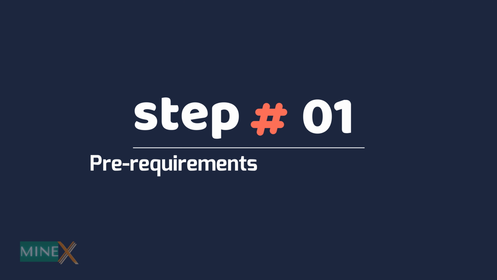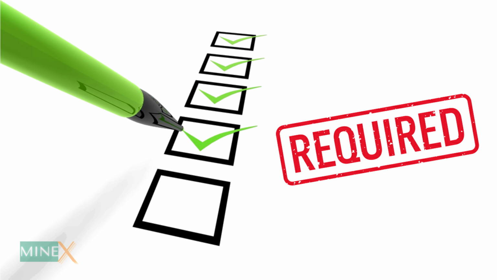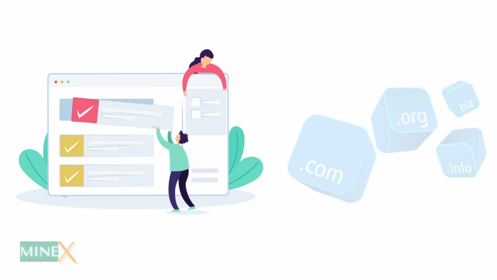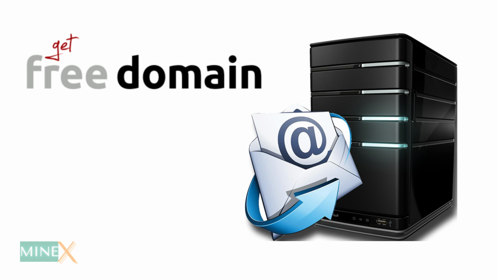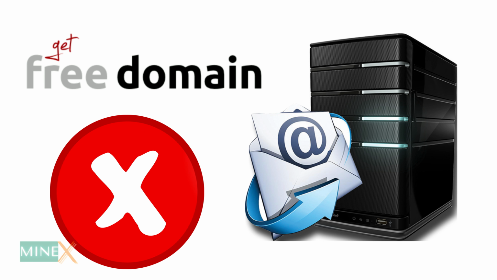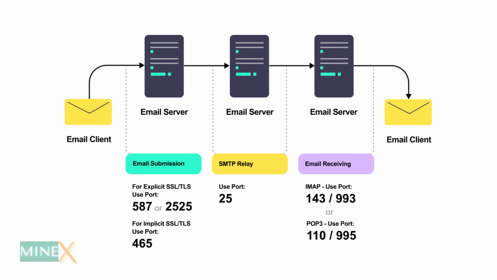Step 1. Pre-requirements for mail server. Before going to the actual process, you need to fulfill these requirements. First, you have to get a top-level domain name such as .com, .net, .org. Free domains are not suitable for SMTP servers. Next, you should have a VPS to install the CyberPanel. The VPS provider should allow you to open SMTP port 25.